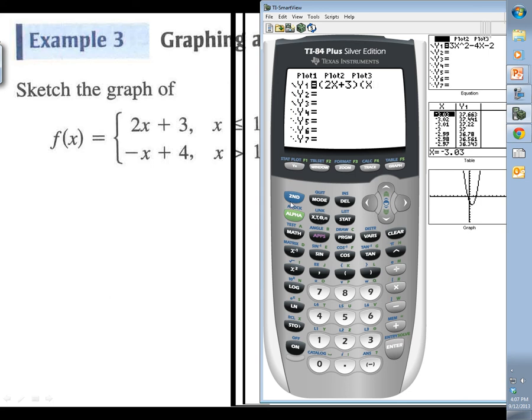x is less than or equal, so I'm going to go in here to test. Second test, less than or equal is number 6. So I'm just going to hit 6 to go straight to it. Less than or equal to 1. That's my y1. My y2 is negative x plus 4. And my restriction is x has got to be bigger than 1. Oops. Got to be bigger than 1, so that's number 3.